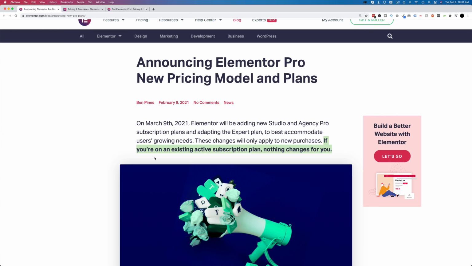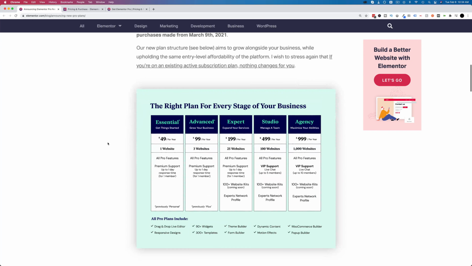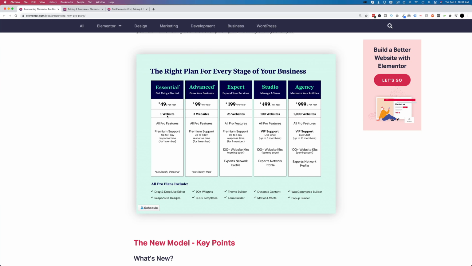If you're on an existing active subscription plan, nothing changes for you, so keep that in mind. The new pricing will be like this: $49 for one site, $99 for three sites. Nothing's changed there. $199 used to be unlimited back in the day. Then they reduced it to 1,000 sites, and now they're reducing it to 25 sites for $199. If you want to run Elementor on 100 sites, it's going to be $500 a year. If you want to run it on 1,000 sites, it's going to be $1,000 a year. So it's going to be $1 per website at that level.